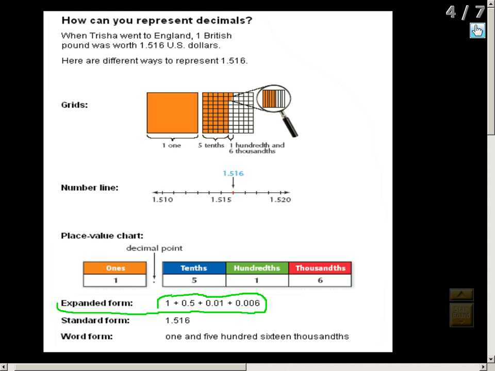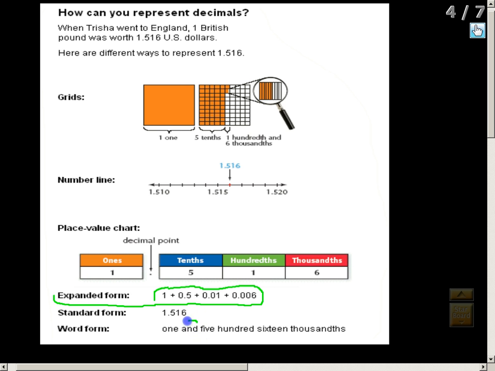And then the word form, we have 1 and 516 thousandths. So we can see once again that the "and" represents the decimal point. It's important to realize that the "and" always represents the decimal point whenever we're working with decimals.